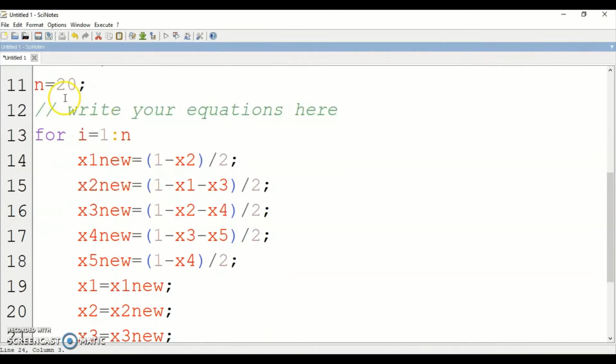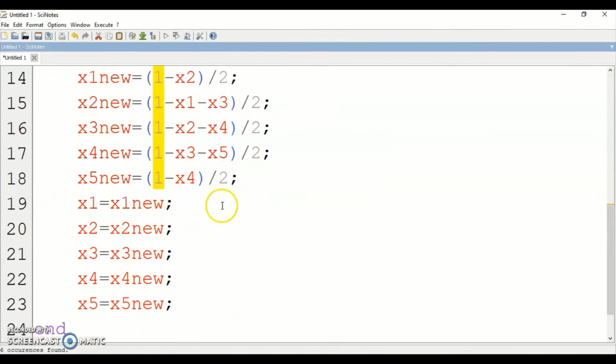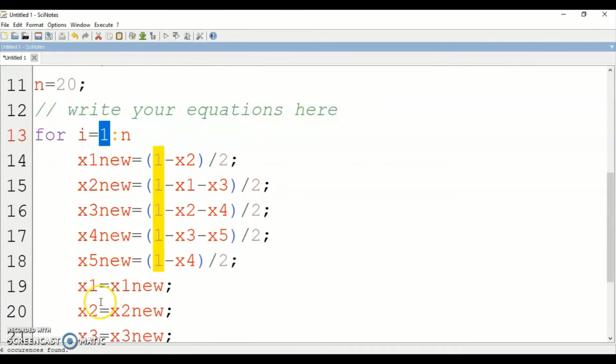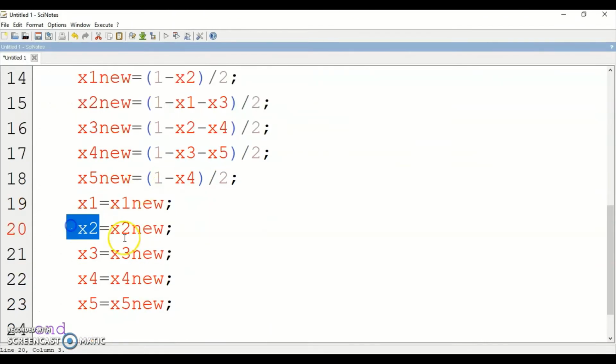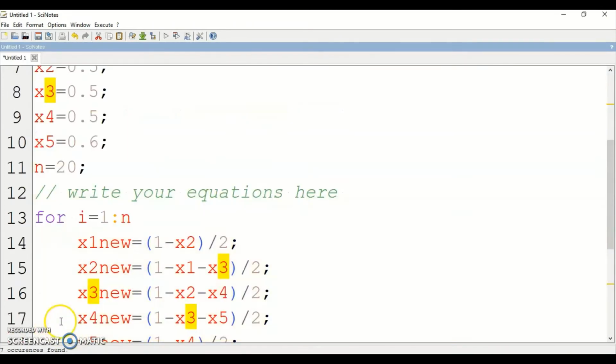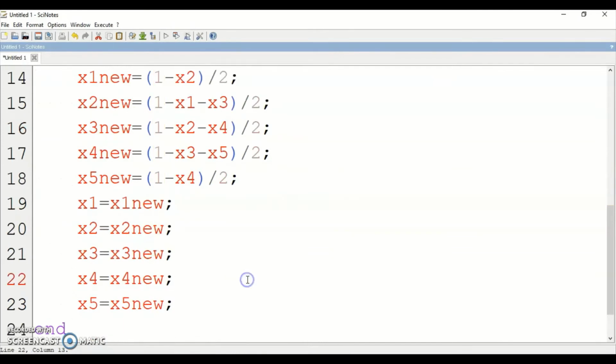In line 13, it will go to the first iteration. For i equals 1, it will compute x1 new, x2 new, x3 new, x4 new, x5 new, using all the values from the initial estimate. And then it will say my new value for x1 is x1 new, which is this one, and my x2 new is my next x2, and x3 will be my x3 new, and so on. Then end the loop, go back again to the loop for the second iteration, third iteration, and so on. So this is how Jacobi works.